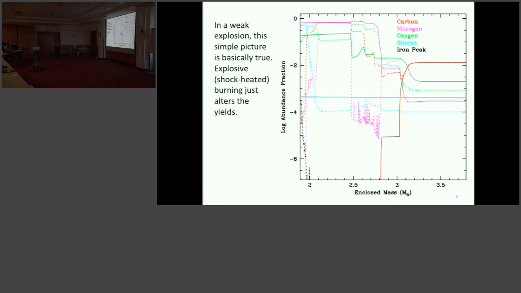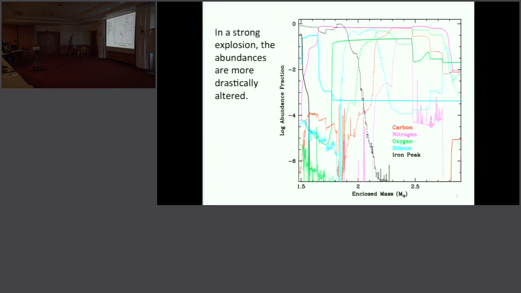There's a lot of features in this. The nitrogen is going all around the map. Where I used to have all this nitrogen, I destroy a lot of it, burning it into other elements. When I do a stronger explosion, the effects are dramatic. It's just all over the place. I'm completely restructuring that inner three solar masses with this explosion. Places that were really strong in nitrogen, now the nitrogen's gone. It can be dominated by other elements.